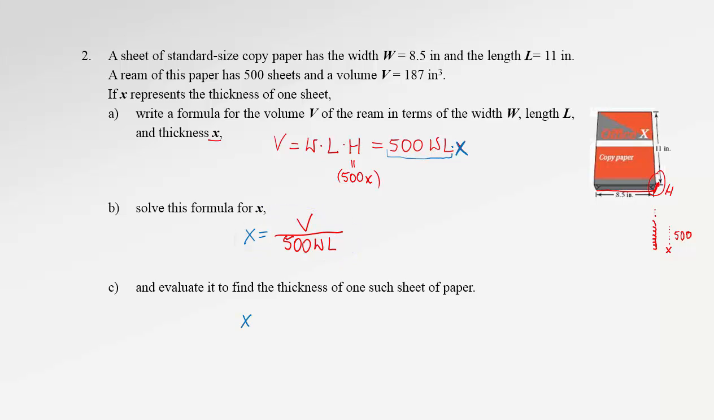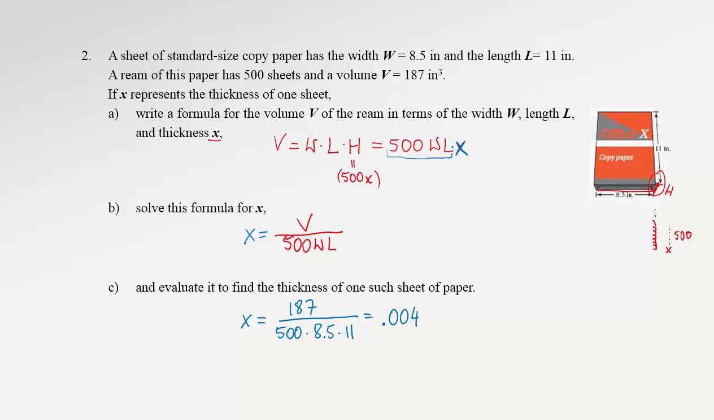Okay, so now we want to evaluate this formula. That just means we need to plug in the given values for V, W, and L. So, what is it? V is 187, 500 as it was, times W, which is 8.5, and times L, which is 11. The rest is a calculator job. Please calculate this on your own. You're supposed to end up with 0.004.